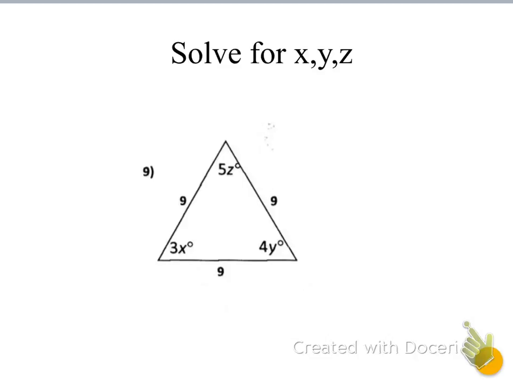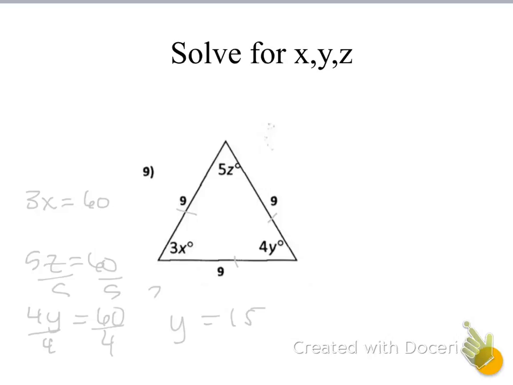Solve for x, y, and z. Well, these 9s show me that all of these sides are the same, so they're all equilateral. So that means it's also equiangular, which means all of my angles should be 60 degrees. So I'm going to set them all equal to 60. So divide by 4 in this one. So y is equal to 15. Divide by 5. So z is equal to 12. Divide by 3. So x is equal to 20.